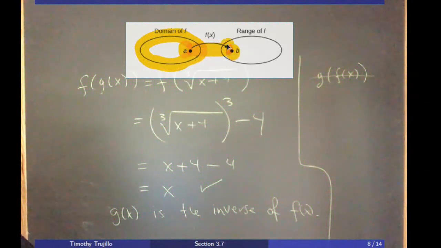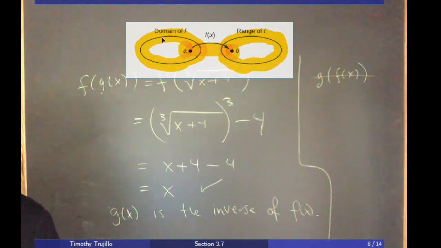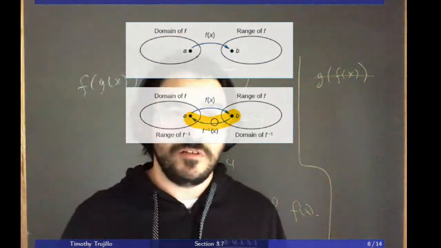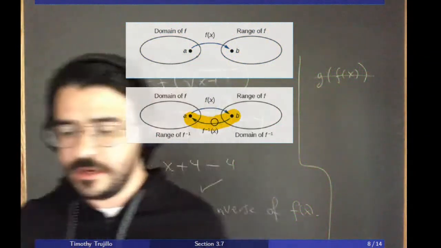And B is an output, so it would be in the range of f. The set of all outputs is called the range. The set of all inputs is called the domain. And it's pretty interesting what happens for the inverse function, because what the inverse function does is it just switches the input and the output. So it takes B as the input now and outputs A. So we would write f inverse of B is equal to A here.